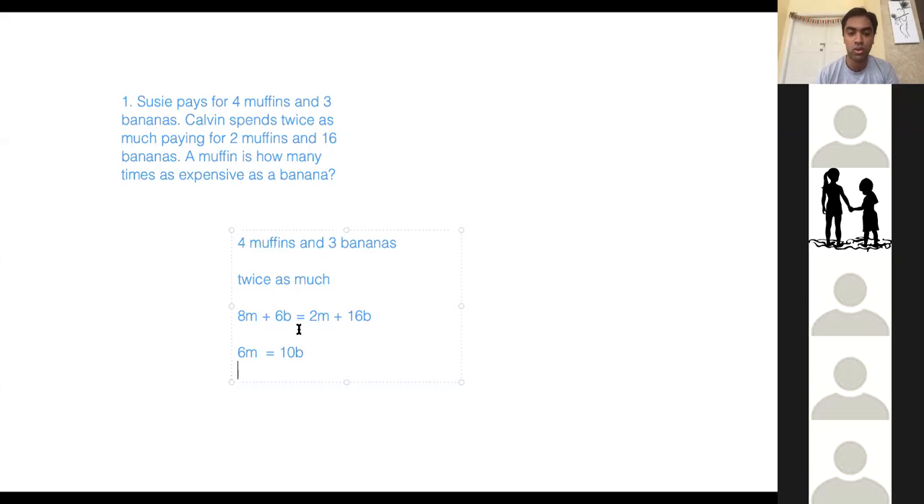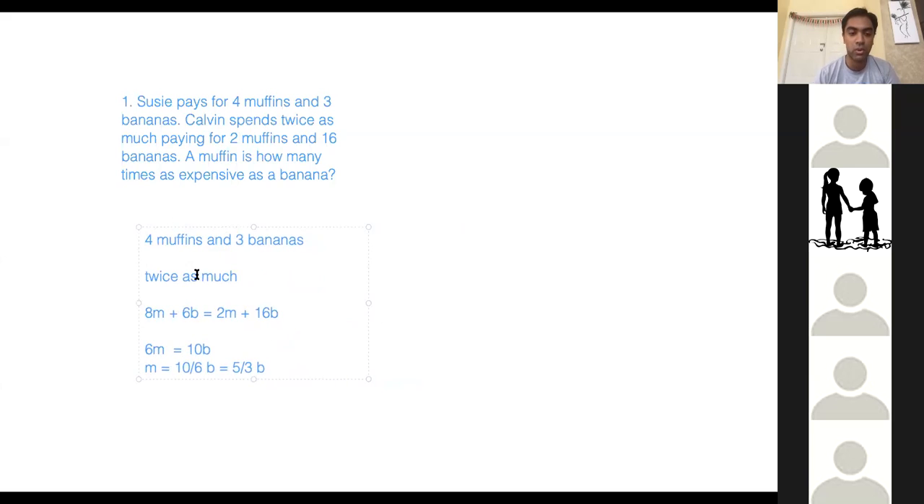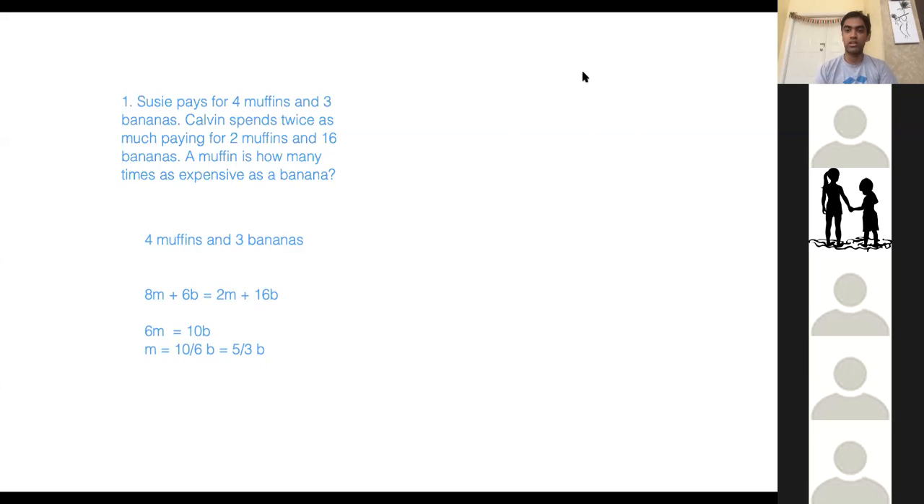So then you can figure out that buying 6 muffins is equal to 10 bananas. So the price of a muffin is 10 over 6 times that of a banana, or 5/3 of that of a banana. So this is kind of an algebraic way of doing it. You can also try to pick a value for m and b and see what makes this equality true, and then confirm that you'll get the same ratio, 5:3. Any questions on this? Okay, let's move on to the second question.